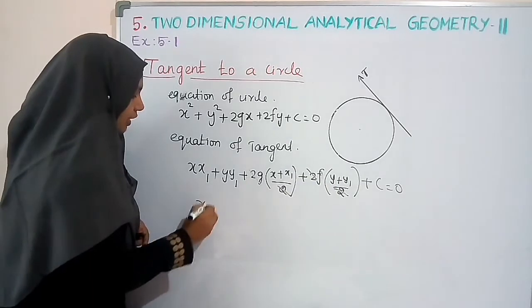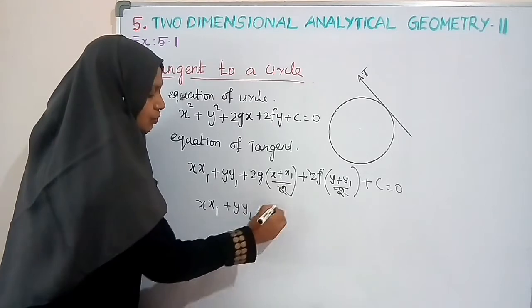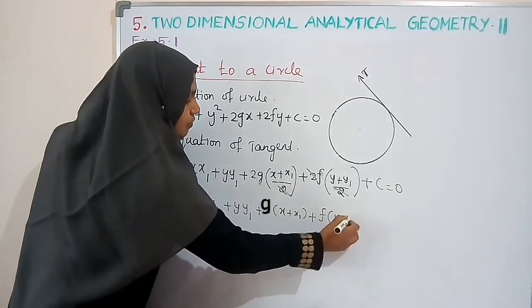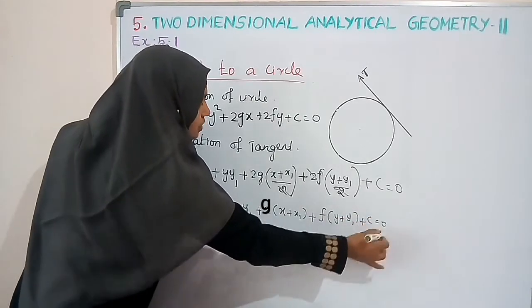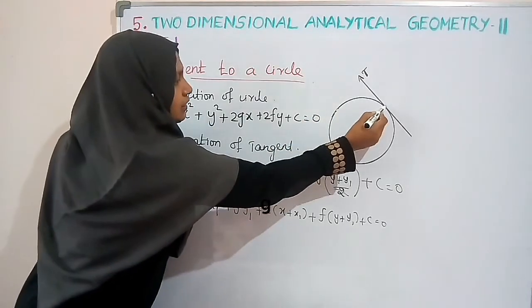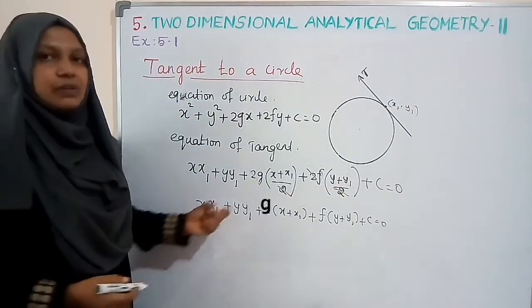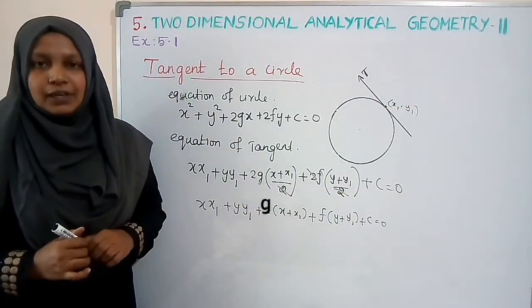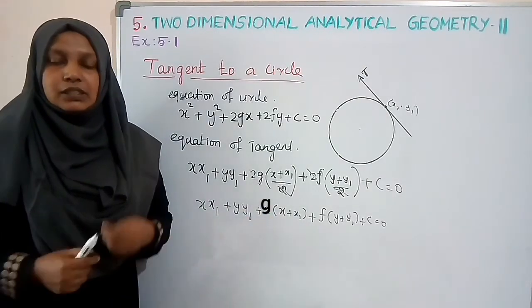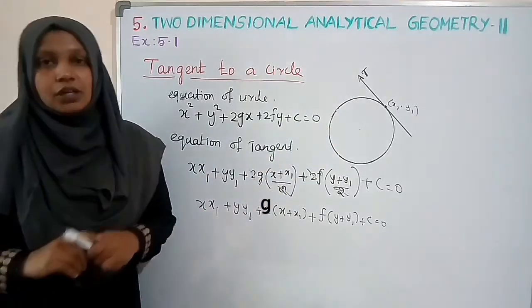So finally we can write the equation as xx1 plus yy1 plus g into x plus x1 and plus f into y plus y1 plus c is equal to 0. Here this x1 y1 denotes the point of contact. This point of contact is x1 comma y1. If you substitute the point of contact in this equation, it becomes the equation of a straight line, and that straight line is nothing but our equation of tangent.